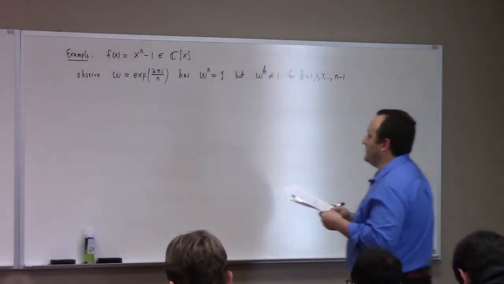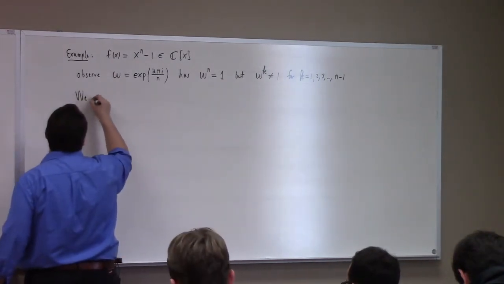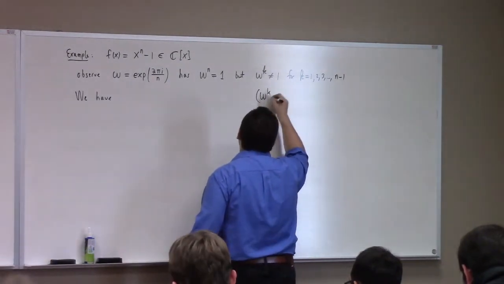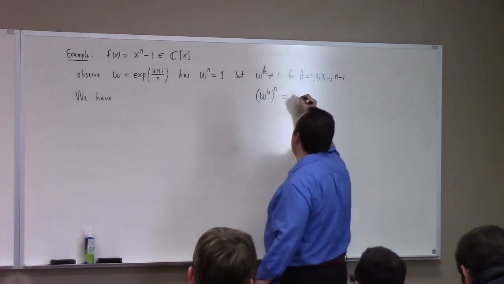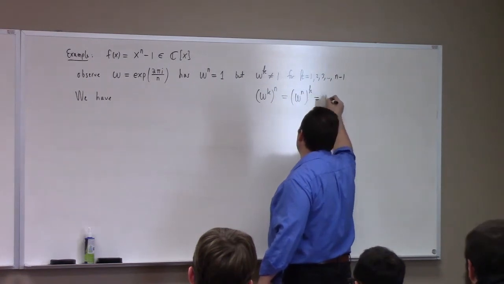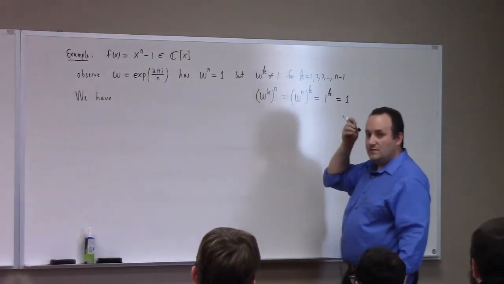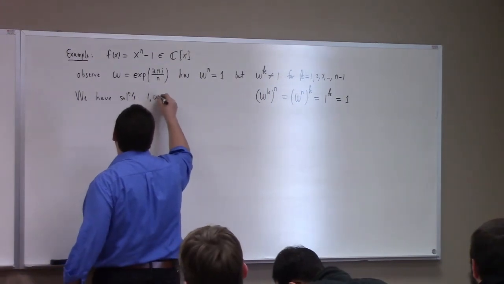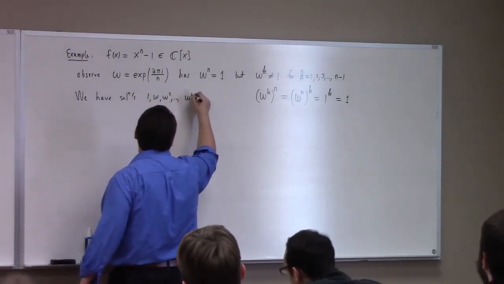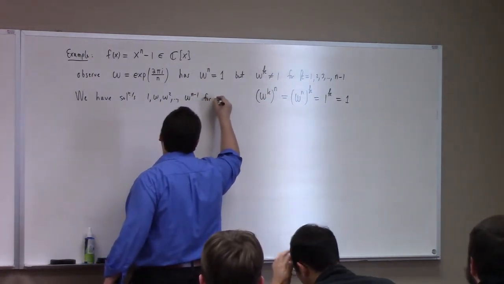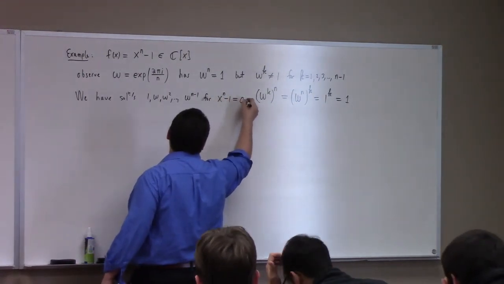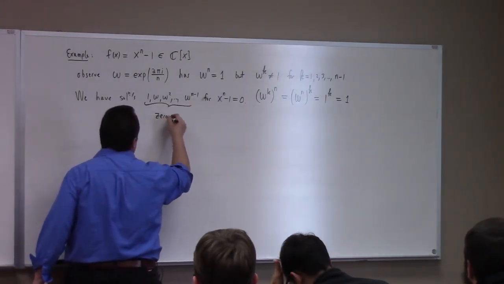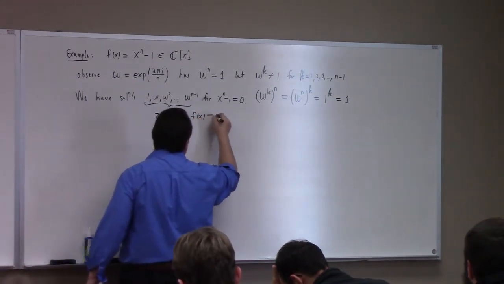So, put that together, we have solutions. And of course, it's also clear that omega to the k, to the n, is what? This is omega to the n to the k, which is 1 to the k, which is 1. So every one of these is also a solution. In total, what are the solutions we have? We have solutions 1, omega, omega squared, up to omega to the n minus 1 for x to the n minus 1 equals 0. In other words, you can see that these are zeros of f of x equals x to the n minus 1.